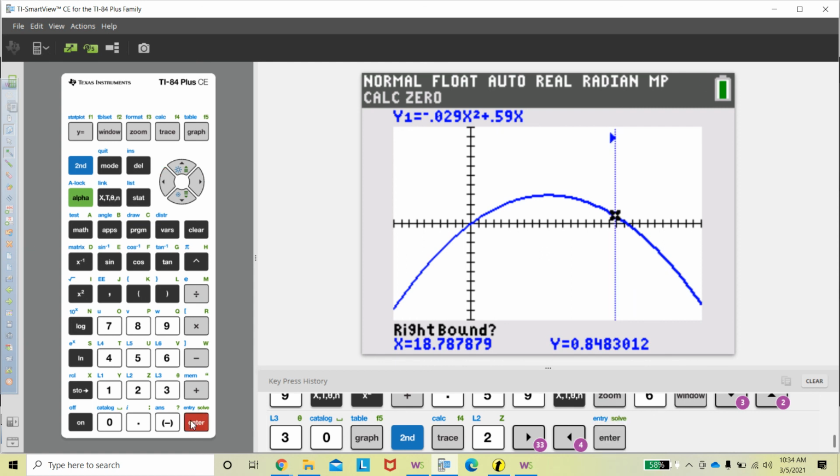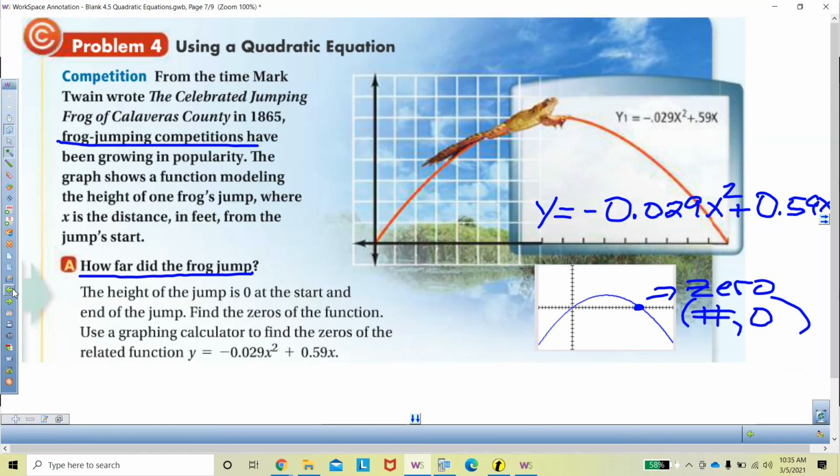I hit enter. It asks me the question down here, right bound. Just clearly below the x-axis, enter. It says guess, enter once more. So that frog jumps 20 feet. That's insane. That's like from my door to the wall, 20 feet. No, that's not possible. But who knows? Michael Jordan the frog, like I said, right? So 20.34. How far did the frog jump? 20.34 feet.